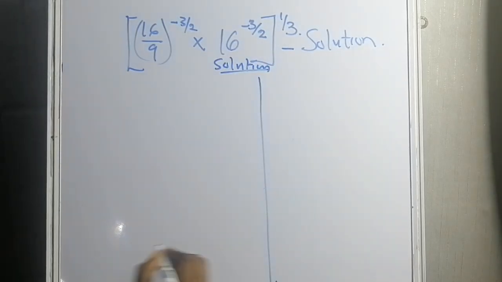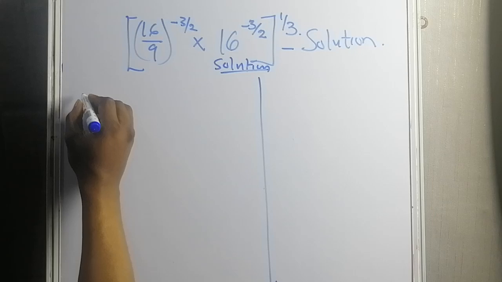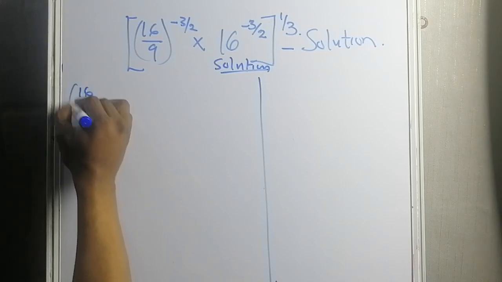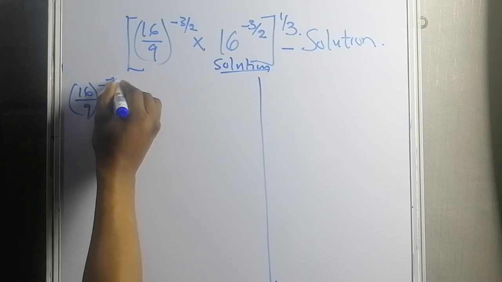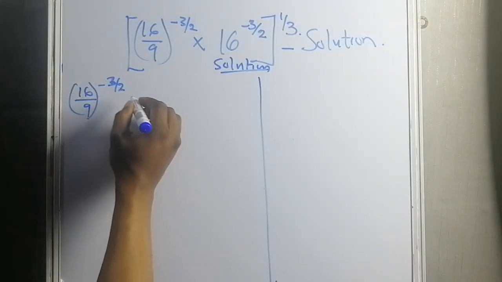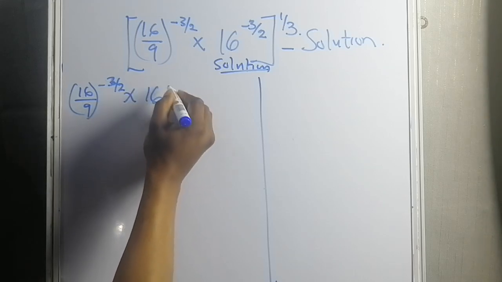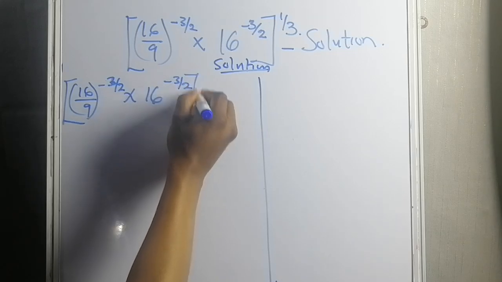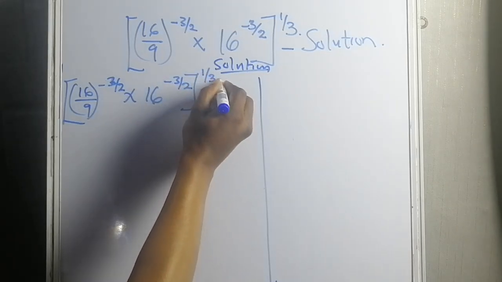Then you can divide this into two to manage your space. So here you have 16 over 9 raised to power minus 3 over 2, times 16 raised to power minus 3 over 2, everything raised to power 1 over 3.